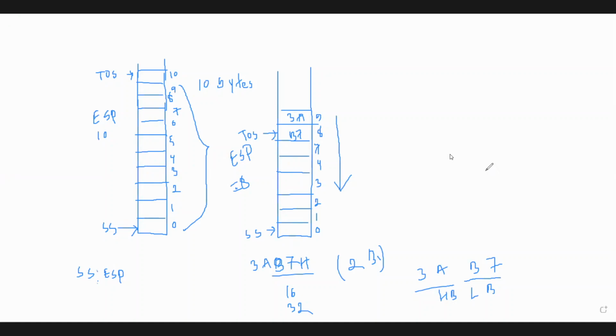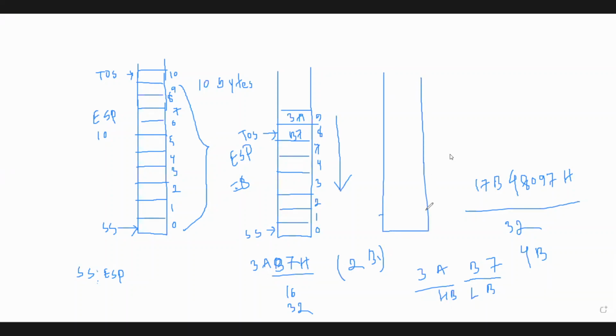So there will be total how many elements? Sorry, there will be total 8 hexadecimal digits. Suppose 17B48097. So this is an 8-digit hexadecimal number. That means we need total 32 bits or 4 bytes. So we need 4 consecutive bytes for storing this hexadecimal number. At that time, the value of extended stack pointer will be decremented by 4. That means after inserting this new element, the topmost data element will be this one.